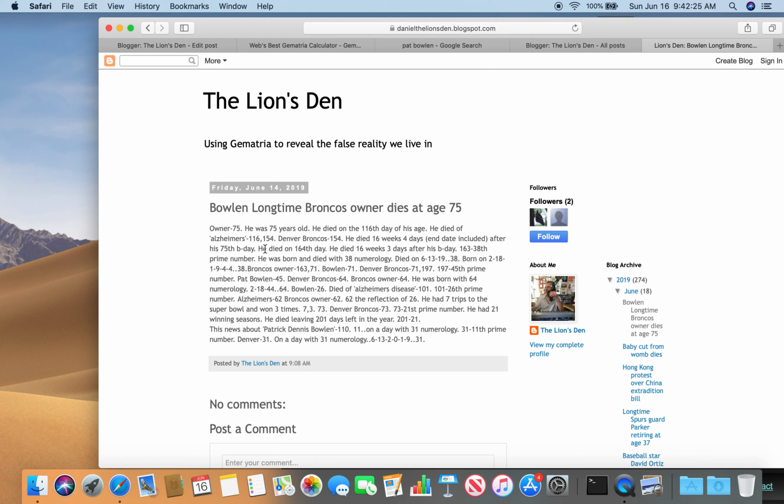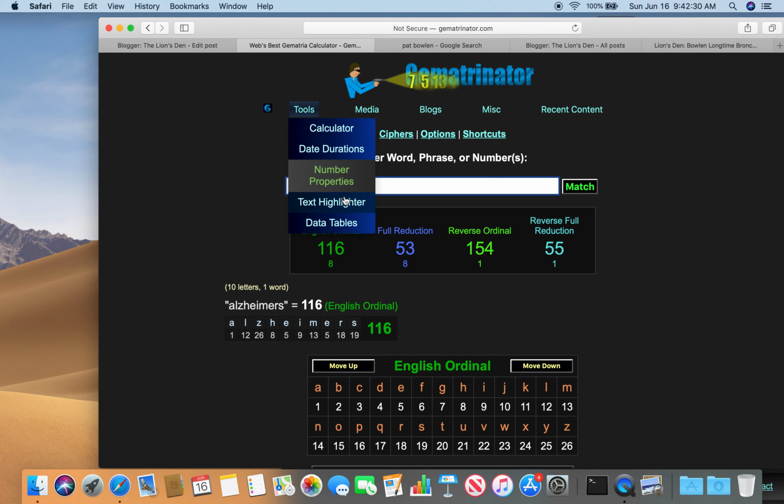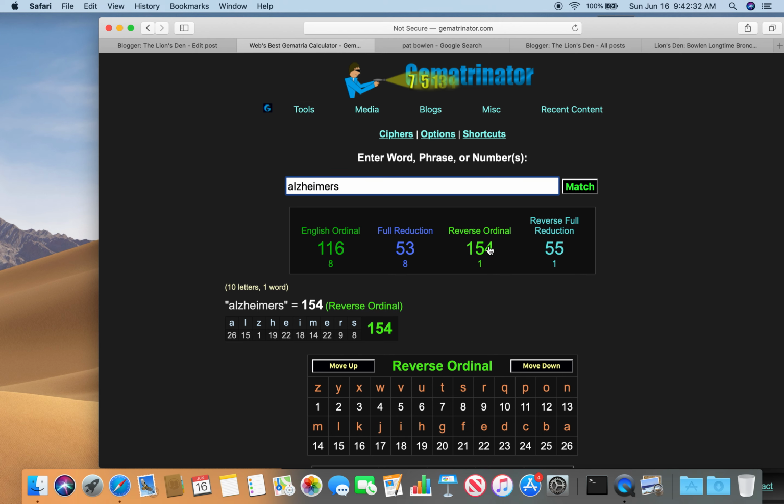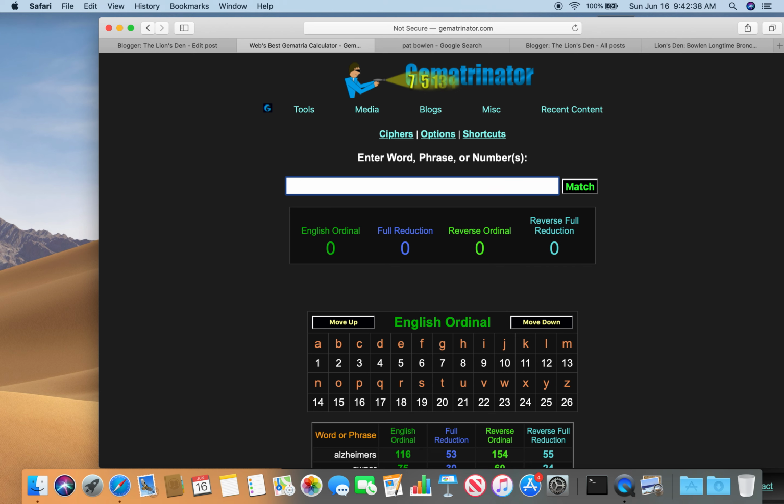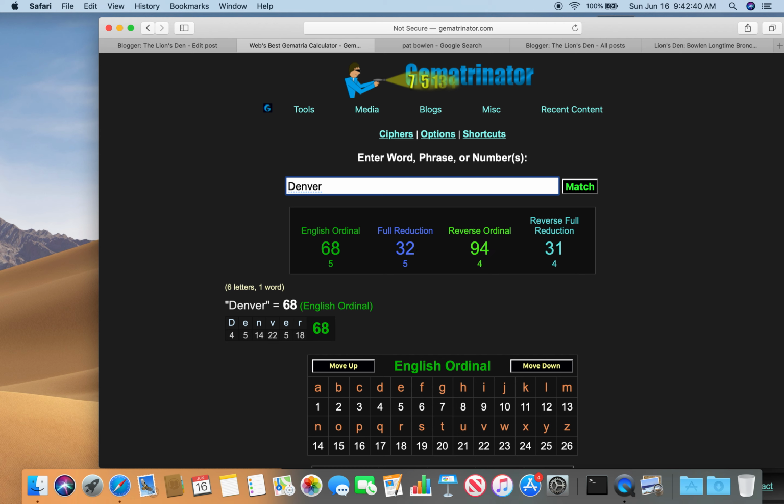Also, Alzheimer's equals 154, and Denver Broncos equals 154. You see Alzheimer's 154 in the reverse ordinal cipher, and Denver Broncos. He's the owner for the Denver Broncos. Denver Broncos equals 154.